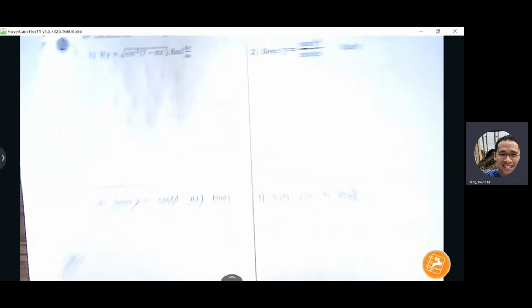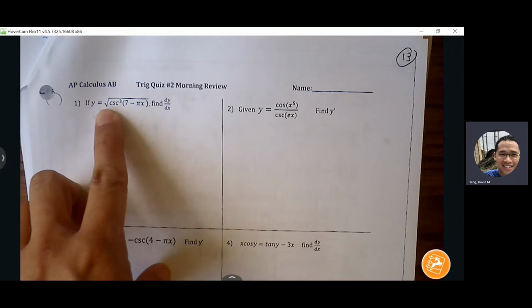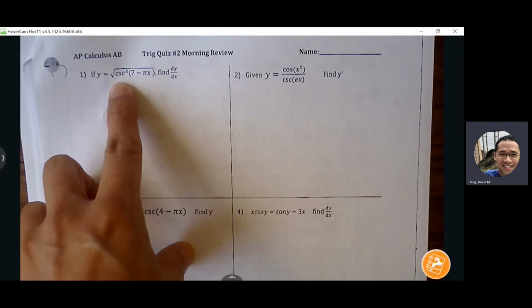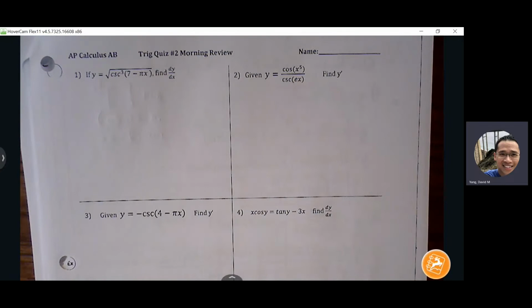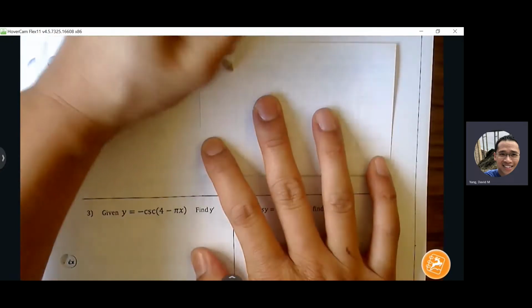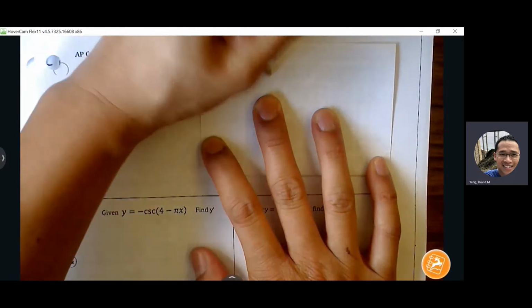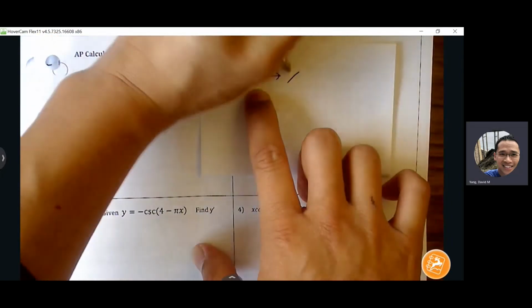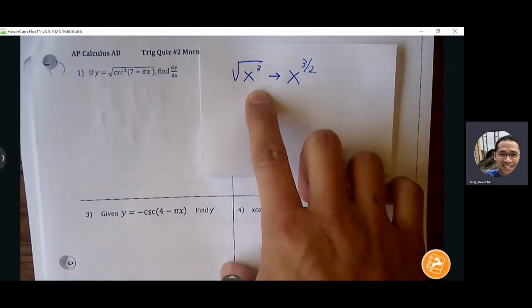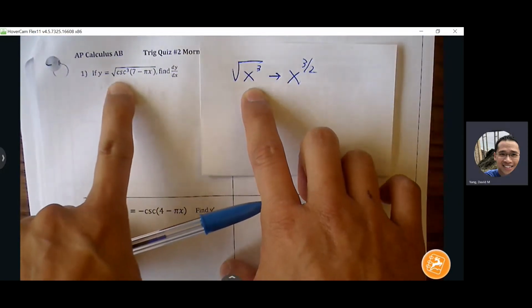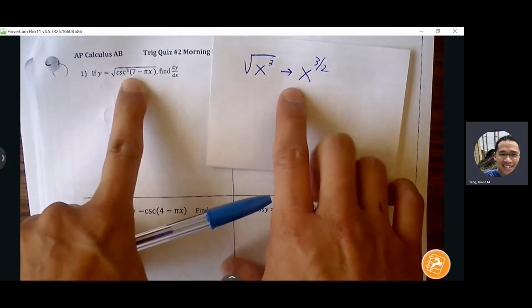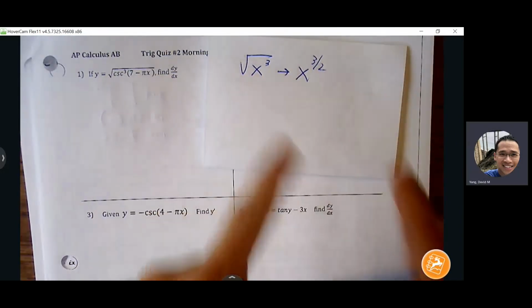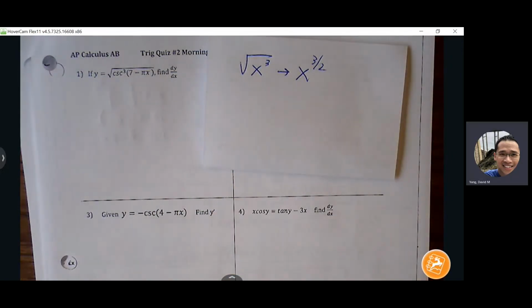Can we just start number 1 on page 13? It's a chain rule problem. Guys, as a reminder, this looks messy here, but how would you rewrite square root of x cubed? X to the what? Same idea here, right? This is square root of cosecant raised to the 3rd power. I can take this value and raise it to 3/2. It's just a messier, quote-unquote, variable, but it's the same process.